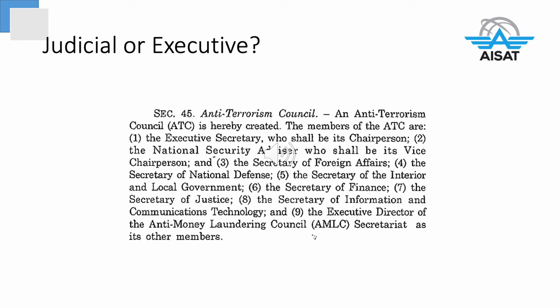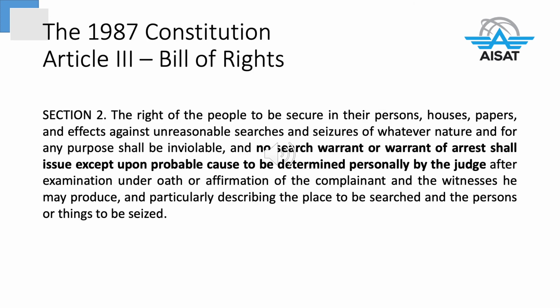Now, if you look at all these 9 people listed here, these are all positions of the executive branch. None of them belong to the judicial branch. So once again, the ATC is a purely executive council, but they seem to be able to issue authorizations to arrest a designated terrorist. And once again, we go to the Constitution.